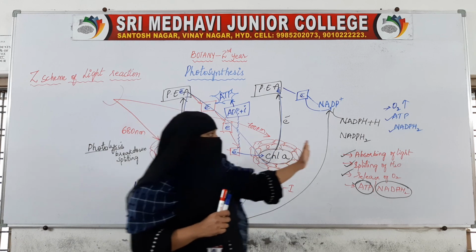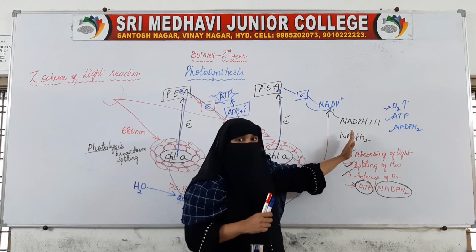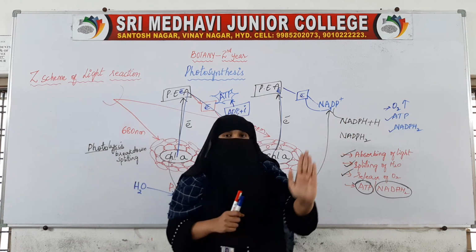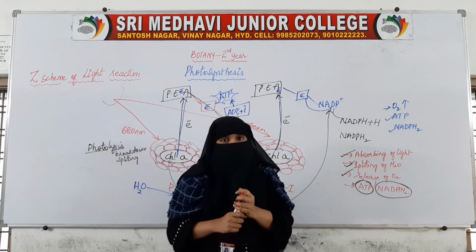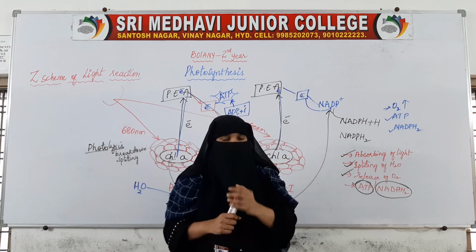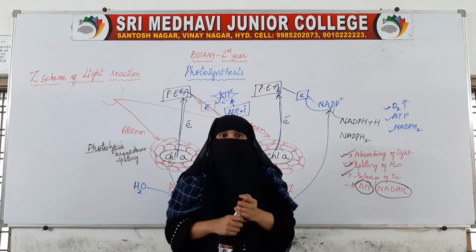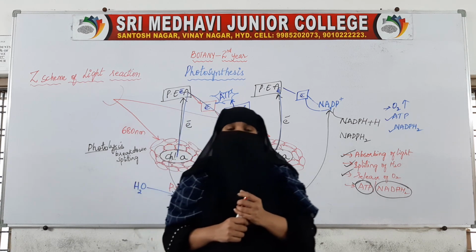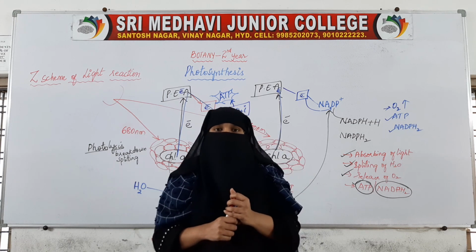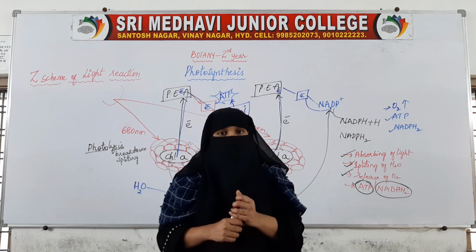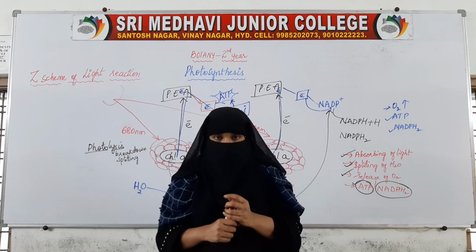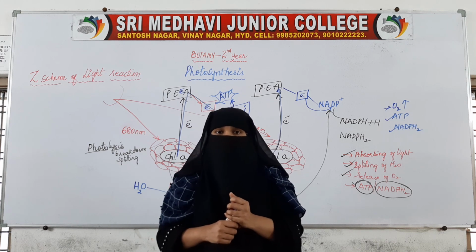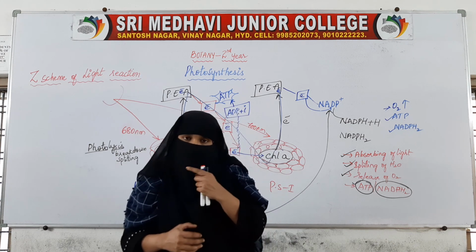So ATP and NADPH2 are the energy rich intermediate compounds. With the help of these intermediate compounds, the final compound, glucose, is formed in the next phase of photosynthesis, the dark reaction. But before we move on to the dark reaction, let us see what are cyclic and non-cyclic reactions, in the next video.